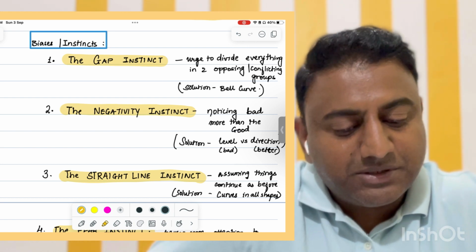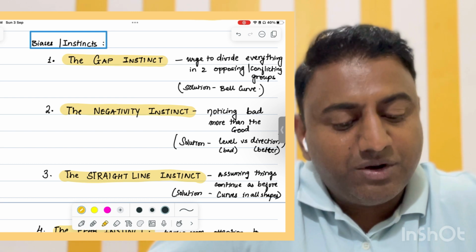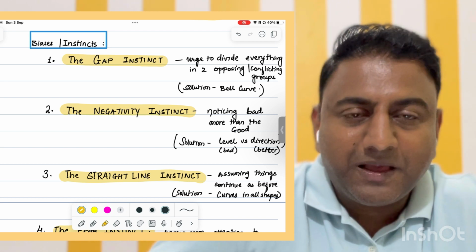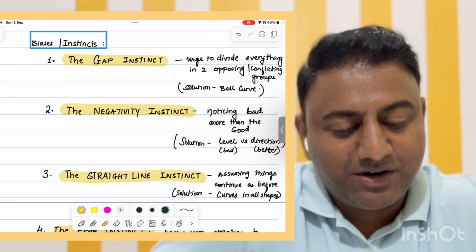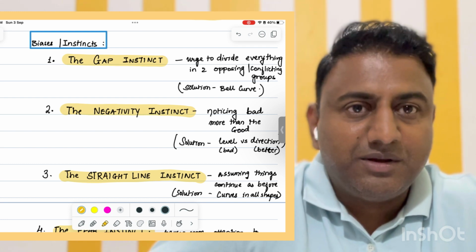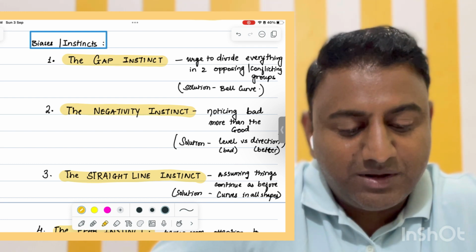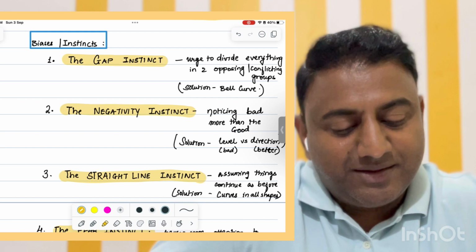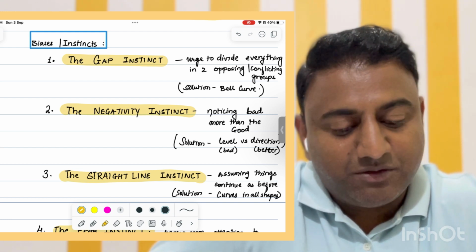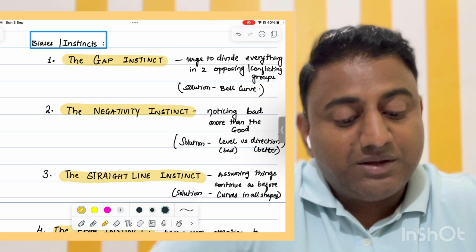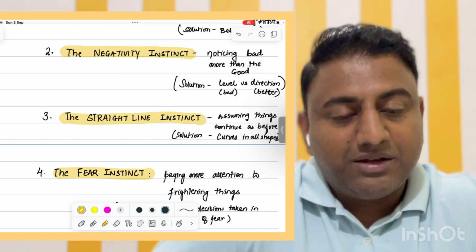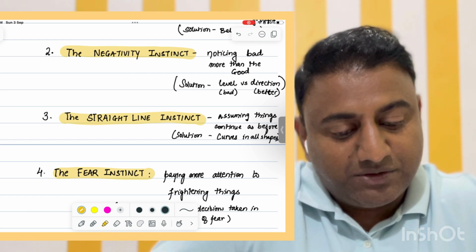The first such bias is the gap instinct. This gap instinct basically is an urge to divide everything into two opposing or conflicting groups. Like we say otherwise also, that we tend to see everything in a black and white world. But the world is more like gray, and therefore it's very important that we see the bell curve rather than seeing everything in those conflicting groups.